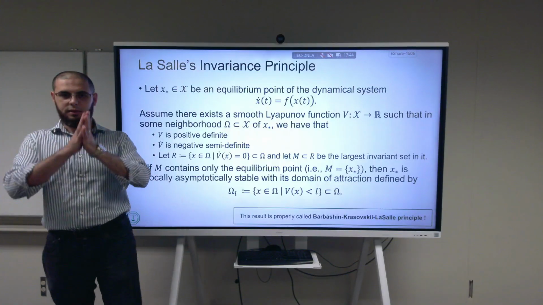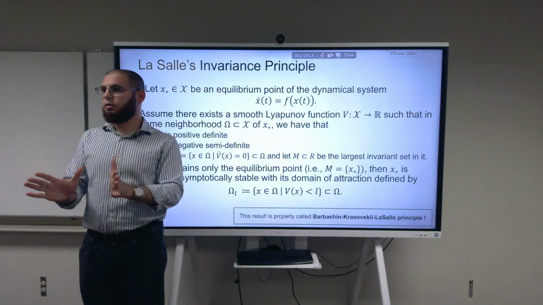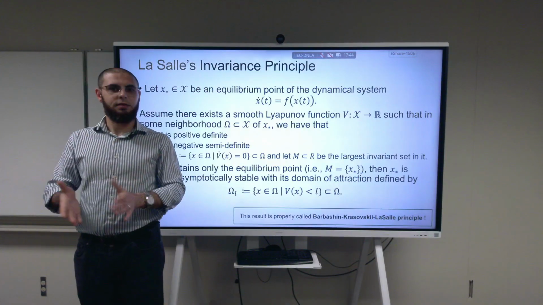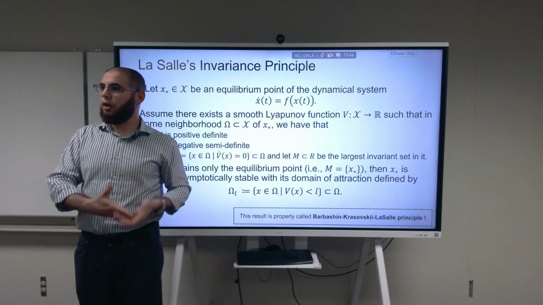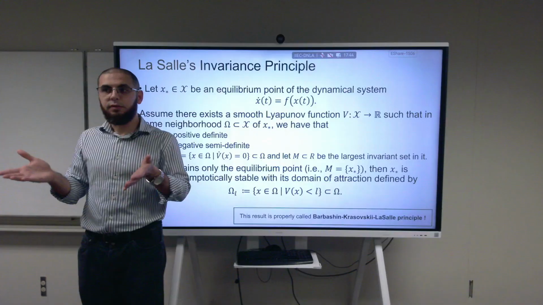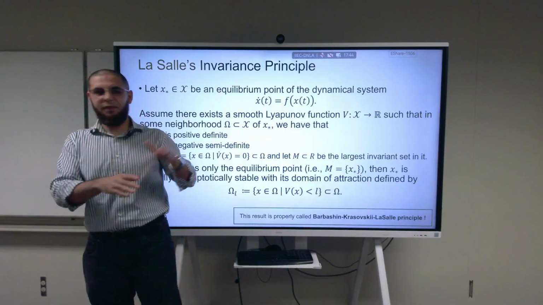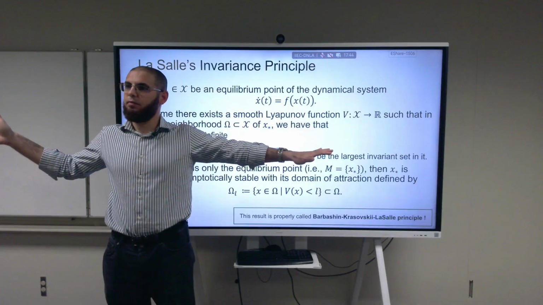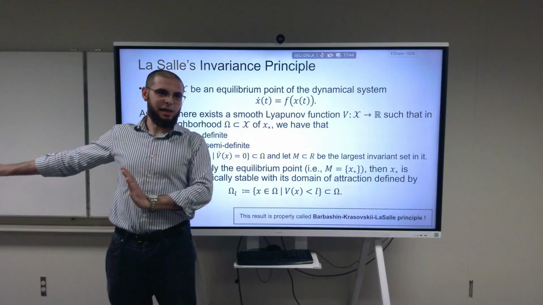So again, just to summarize, you start with a Lyapunov function. You check it's positive definite. You calculate its derivative along the system trajectories. You find it is negative semi-definite, exactly. If it's negative definite, you don't need all of this. If it's negative definite, then by Lyapunov theory itself, you already have a proof it's locally asymptotically stable.